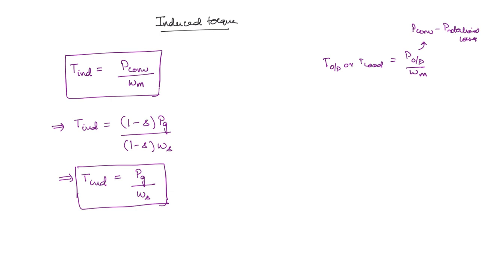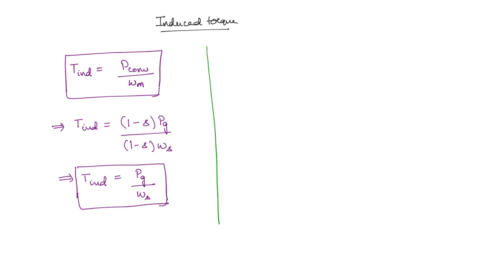120 f by P, it will not change. So if we know the air gap power, then we can find out the induced torque. So this expression is more often used. Now how can we express the air gap power? Pg we know is equal to the power that is dissipated in the R2 dash by S resistance. So we will take the approximate equivalent circuit.